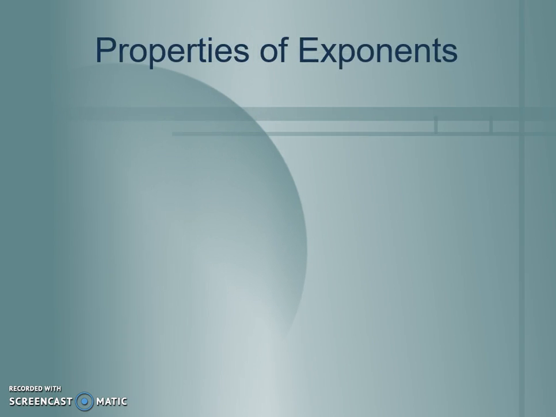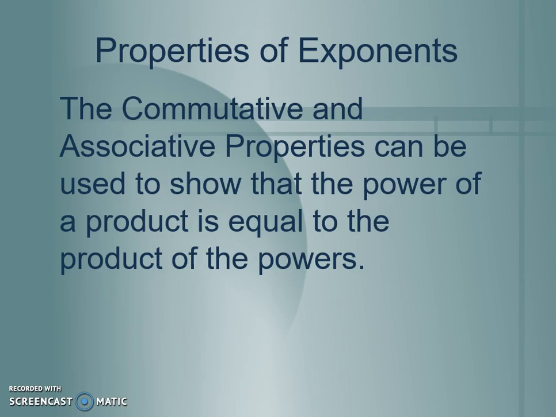So properties of exponents. The commutative and associative properties can be used to show that the power of a product is equal to the product of the powers. So we have the quantity of a times b times c, all taken to the nth power, is equal to a to the nth times b to the nth times c to the nth.